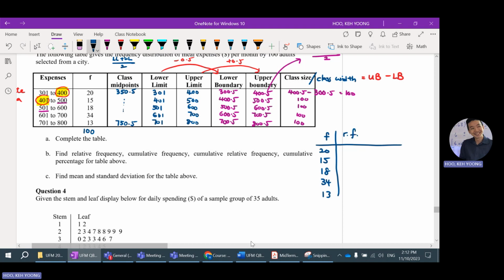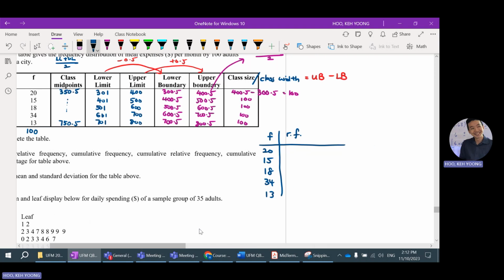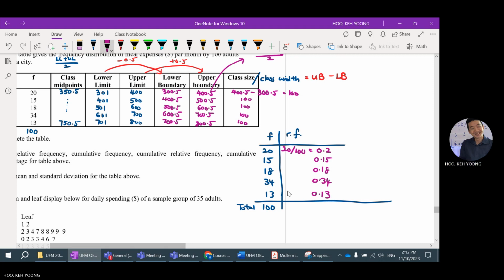Okay, find the relative frequency. My total is hundreds. Relative frequency is taking the frequency of the class divided by the total. So 0.2, 0.15, 0.18, 0.34, and 0.13. So my total relative frequency I should get 1. Okay, next.